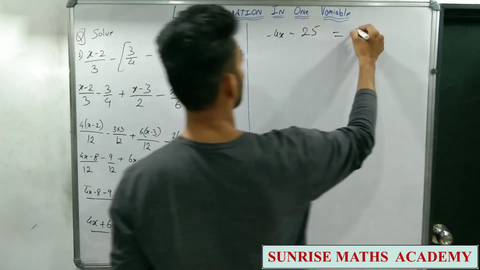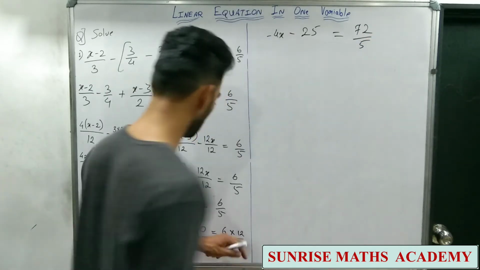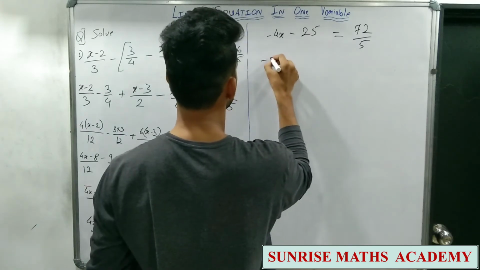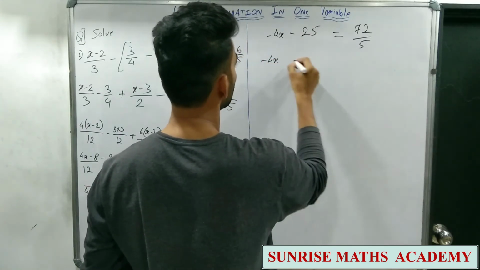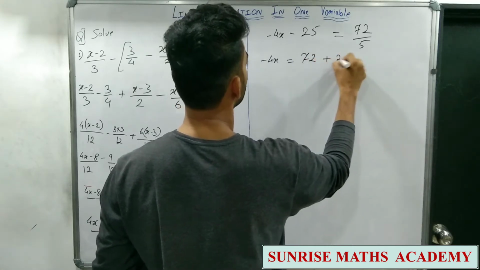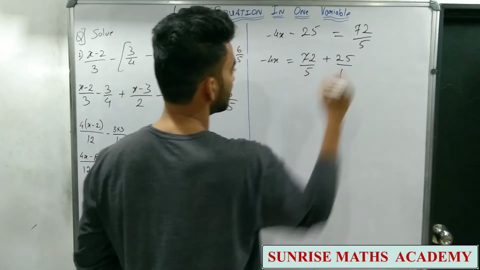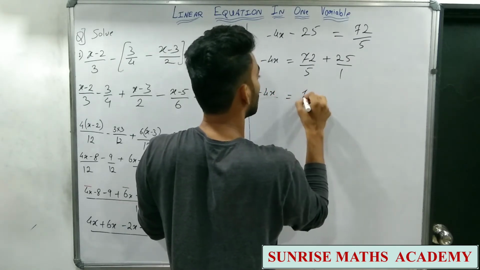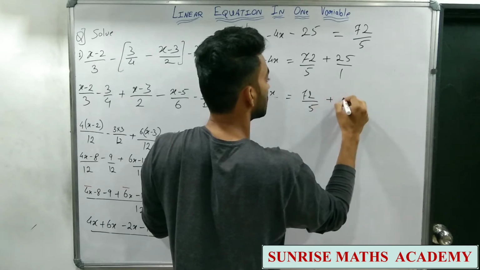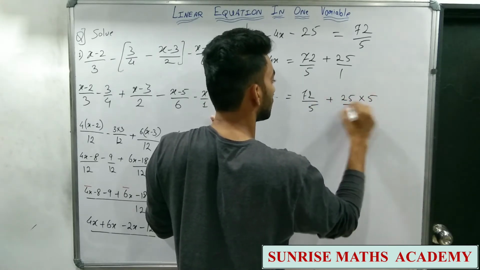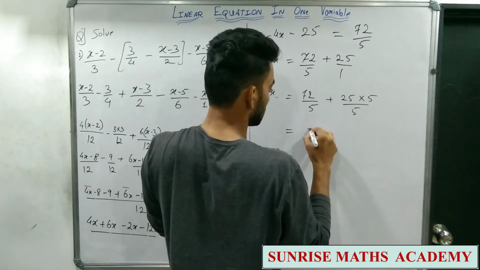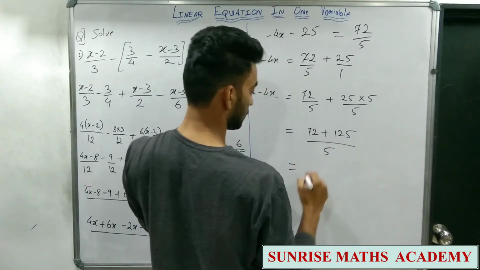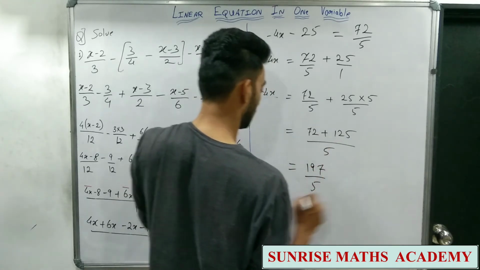On the other side, 72 upon 5. 6 into 12 is 72. Now this 25 we will take to the other side, so minus 4x minus 25 goes to the other side, which will be added. LCM will be 5. So minus 4x equals to 72 upon 5 plus 25 into 5 upon 5. So it is 72 plus 125 upon 5. That is 197 upon 5.